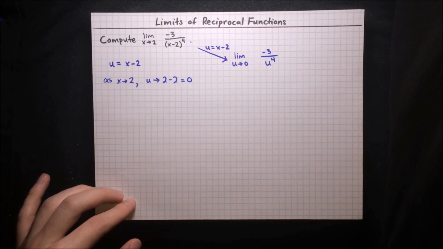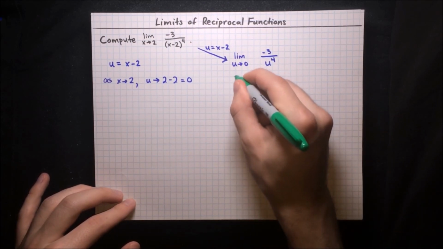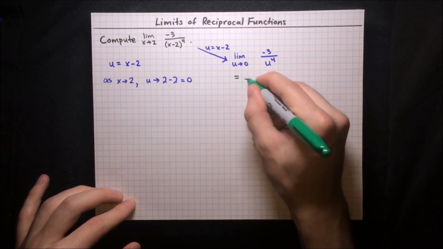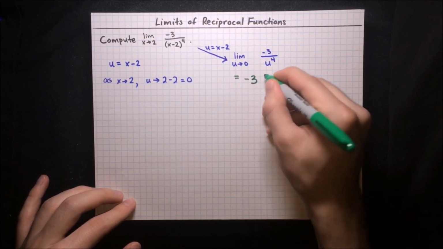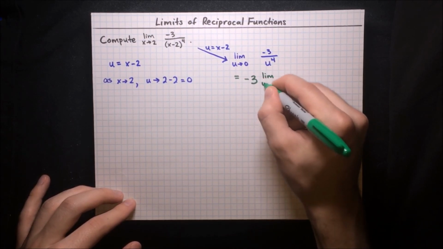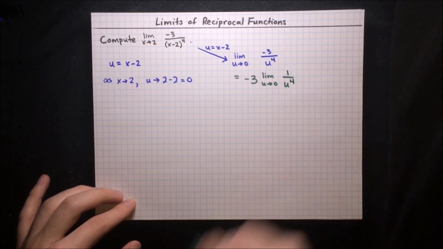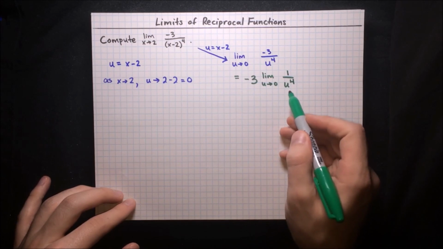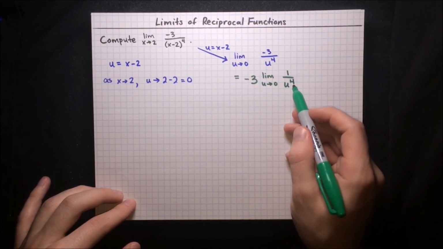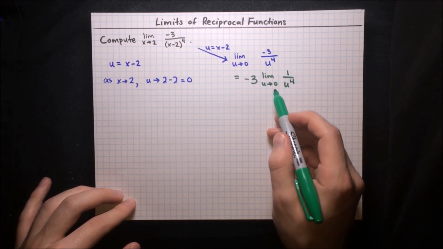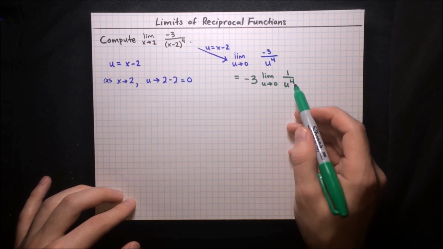Now this limit is beginning to look familiar. We are familiar with limits of the form 1 over our variable raised to some power. So why don't we rephrase this limit like that? So we'll just bring out that negative 3 in front of the limit. So we'll have negative 3 times the limit as u approaches 0 of 1 over u to the 4th. And hey, we know this limit. 1 over our variable to the 4th as our variable approaches 0. Since 4 is an even number, this limit is always going to come out to positive infinity.